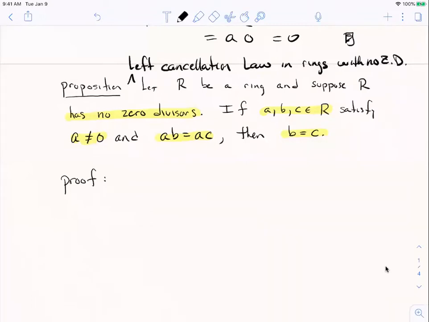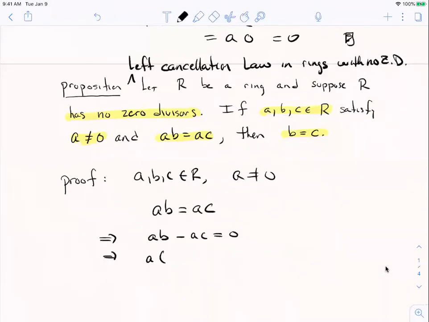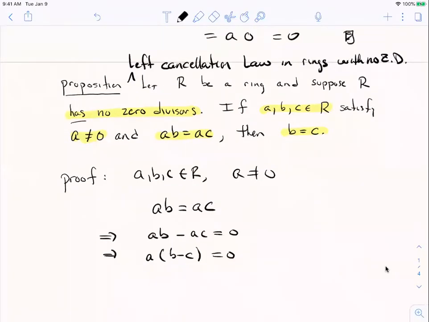Okay, let's try to prove this. So let's take our ring and let's take our ingredients. We've got this A, B, and C. They're in our ring. A isn't 0. The product of A and B and the product of A and C are equal. Well, working in the ring, that means that AB minus AC is 0, which is the same as saying that A times B minus C is 0. But our ring has no 0 divisors. A is not 0. Its product with B minus C is 0, so B minus C has to be 0.